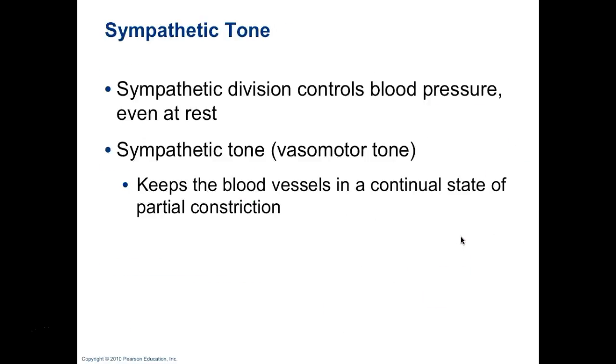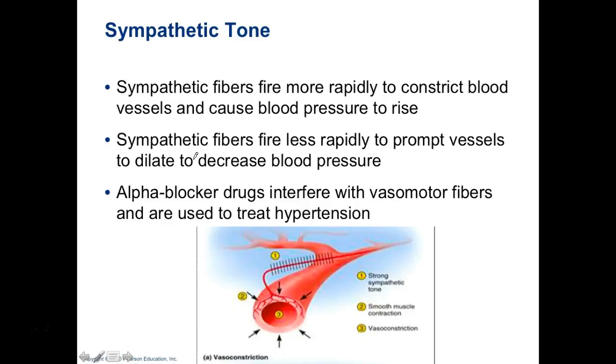Okay, so sympathetic tone. What's interesting is our sympathetic nervous system controls blood pressure at all times. So even though we're at rest, your sympathetic nervous system can still be functioning. It's just not functioning to the extreme of an adrenaline rush. So the way it's going to do this, and let me switch to this next slide here, is that when we need to create more high blood pressure, we're going to have our sympathetic fibers firing more rapidly in order to increase our blood pressure.